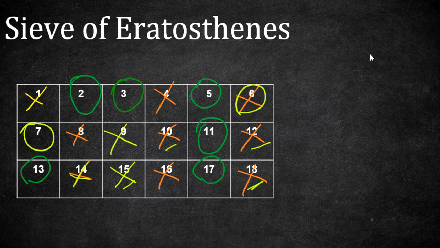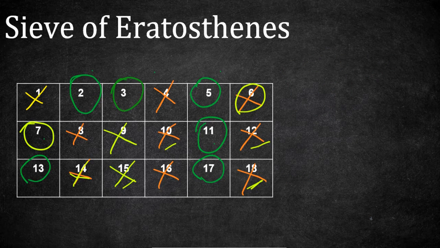So in this case, what are the numbers left once we complete all the iterations? It is 2, 3, 5, 7, 11, 13, 17. So overall we have 7 prime numbers within the limit 18. So in this case, 7 is our output.